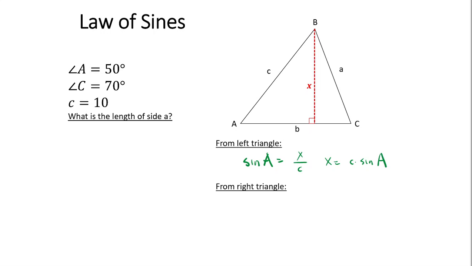Okay. Now if I look over here at this other triangle, let's look at angle C, the sine of angle C. The sine of angle C is equal to x divided by a. And I already know what x is, it's c sine A. So I could substitute that x right here, and I will get sine of C is equal to c times the sine of A divided by a.